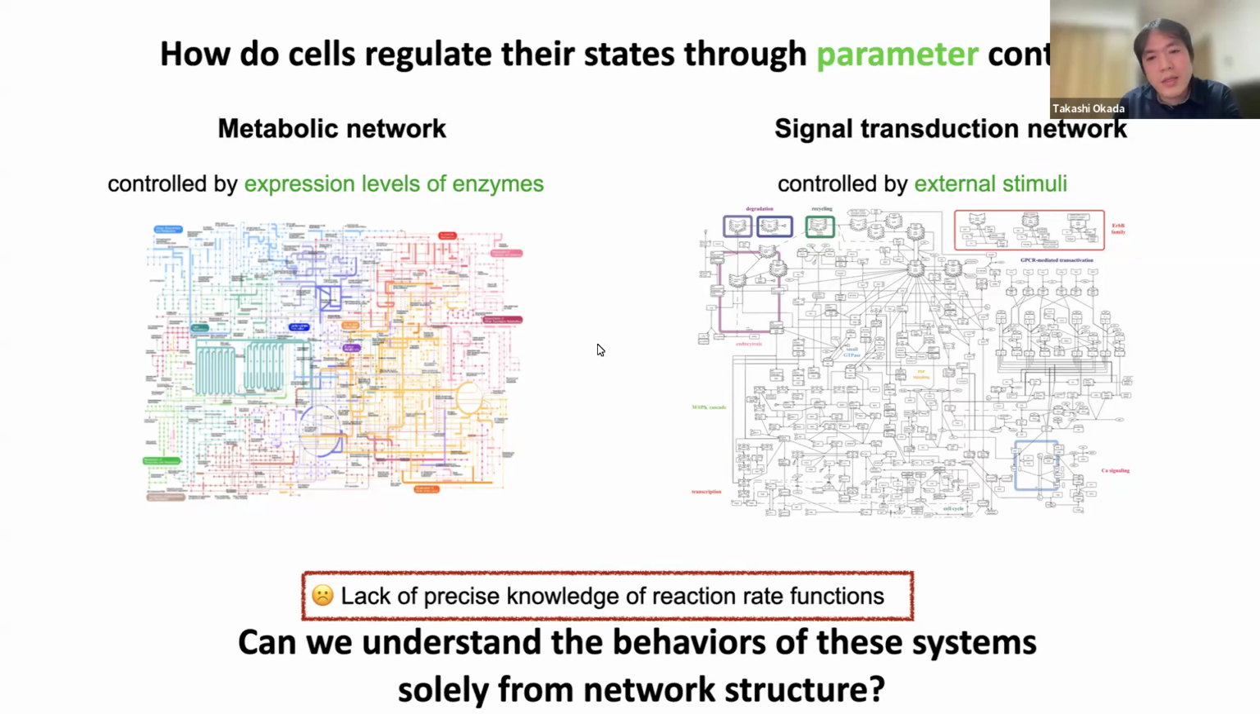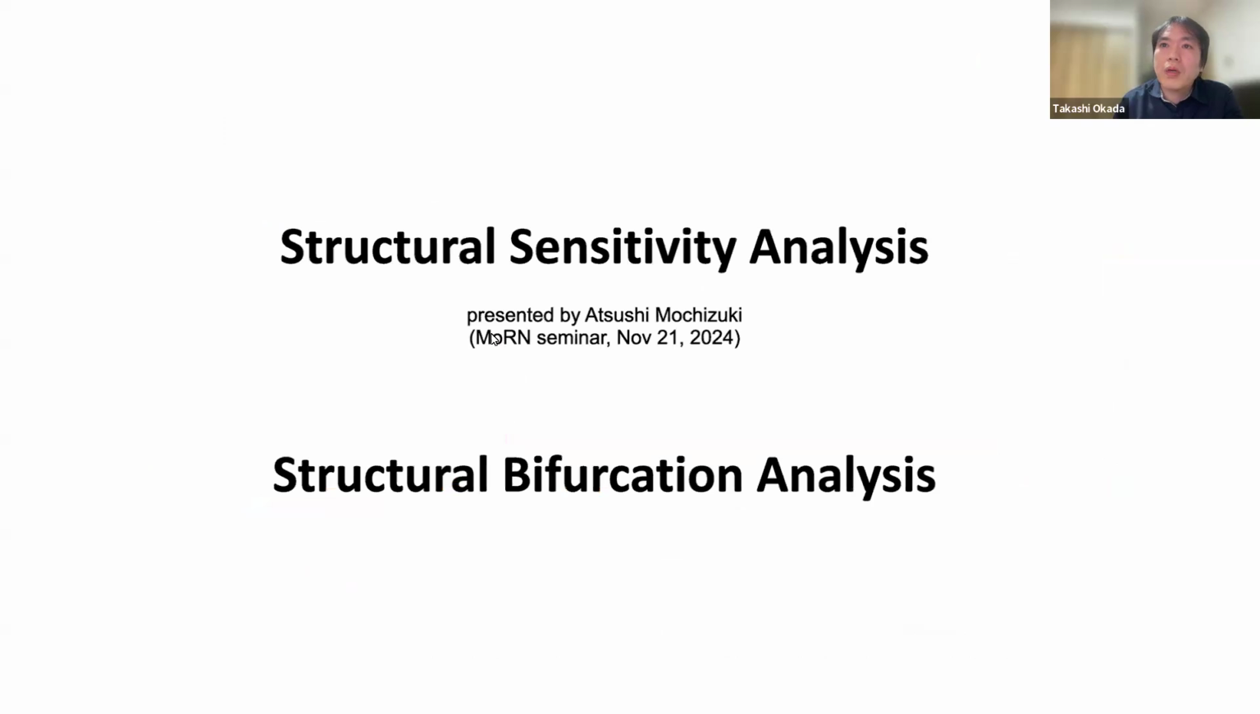It turns out that many properties of chemical reaction networks are determined by their network structure. Along this direction, we have developed two methods. My collaborator, Professor Mochizuki, presented a seminar here last November, and he presented structure sensitivity analysis. This is a method of determining the steady-state sensitivity based on network topology.